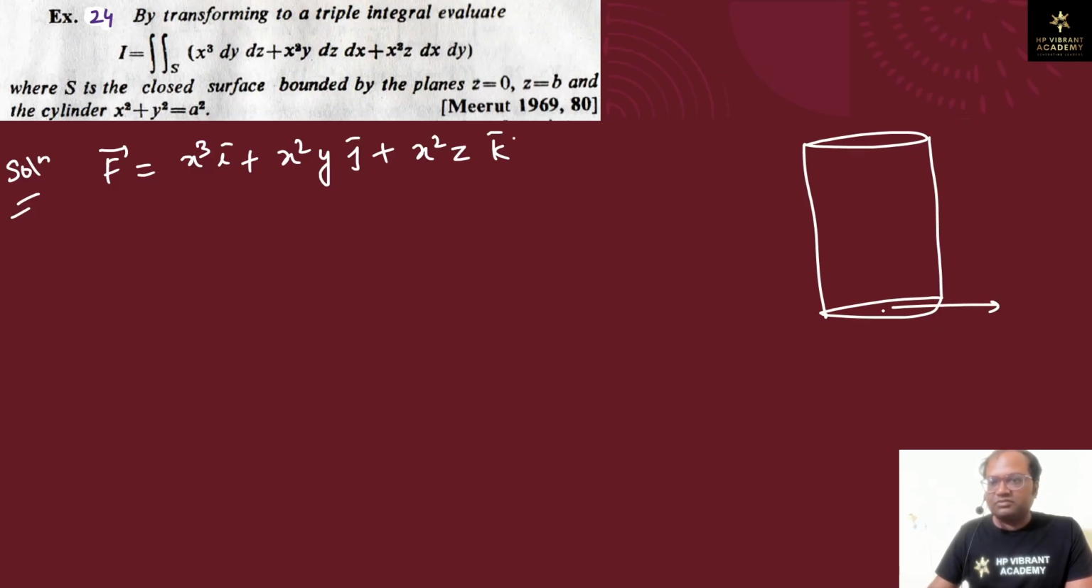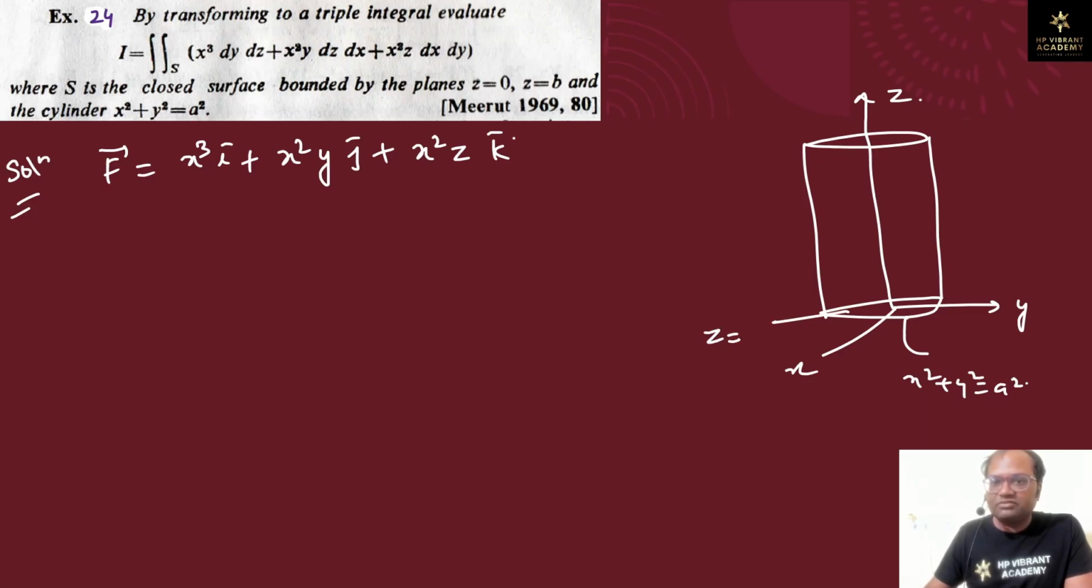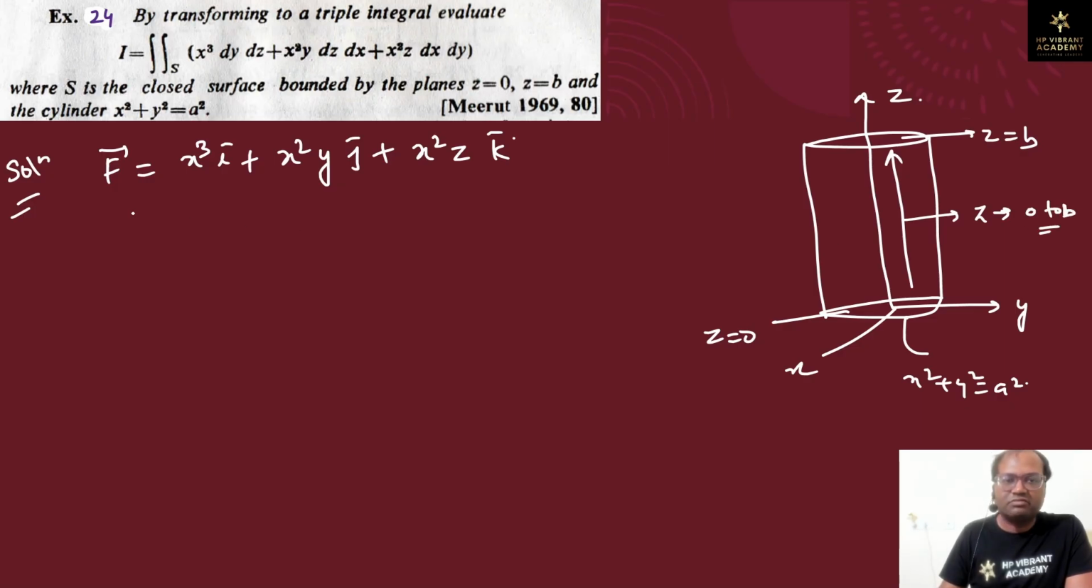So this is x axis, this is y axis and this is z axis. The equation of the base of the cylinder is x square plus y square is equal to a square. And this is bounded by the planes. This plane is z is equal to 0 and this plane is z is equal to b. So z limit varies from 0 to b. Let us calculate this.